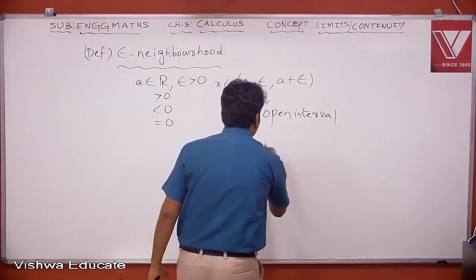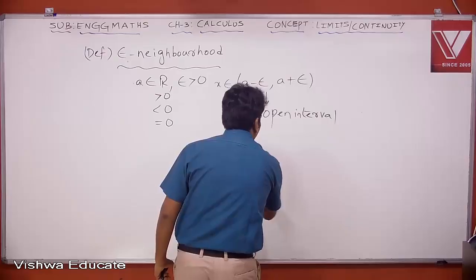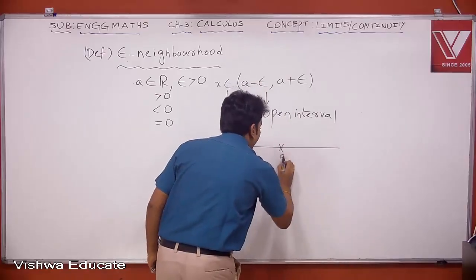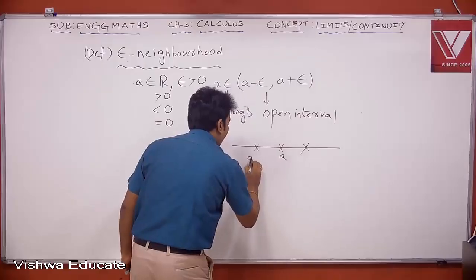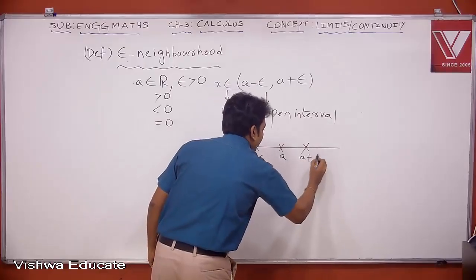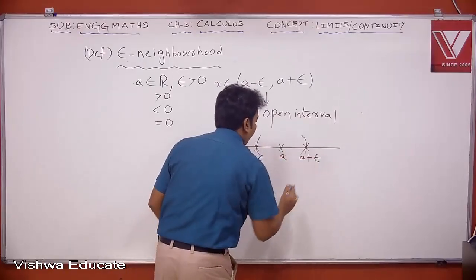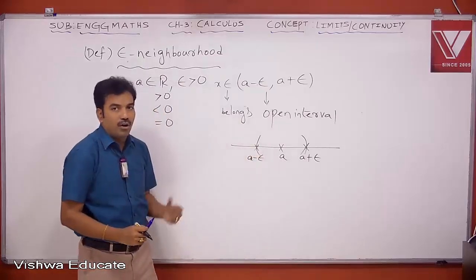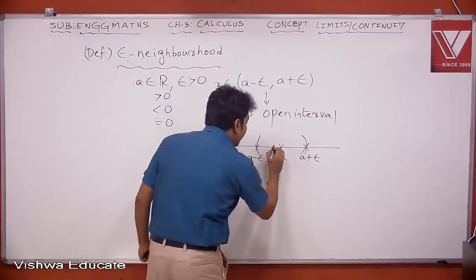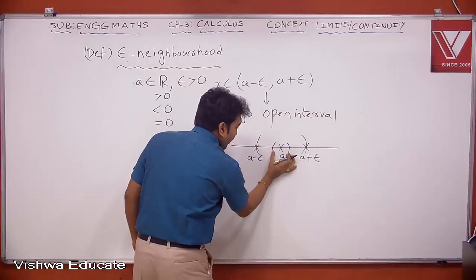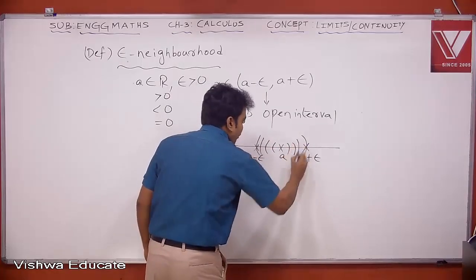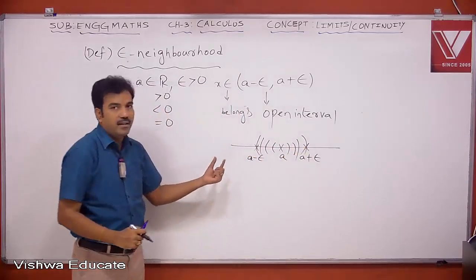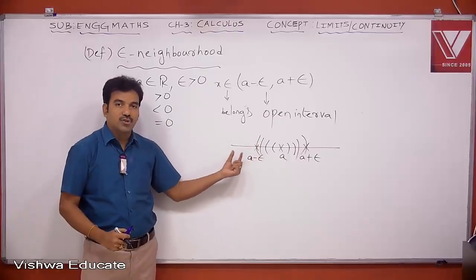When you consider the x-axis, suppose A is located at this place. This is a minus epsilon, and this is a plus epsilon. Therefore this open interval is called the epsilon neighborhood of A. When you choose a smaller epsilon, this can also be a neighborhood of A. I can take different values of epsilon so that I can produce many neighborhoods of A.